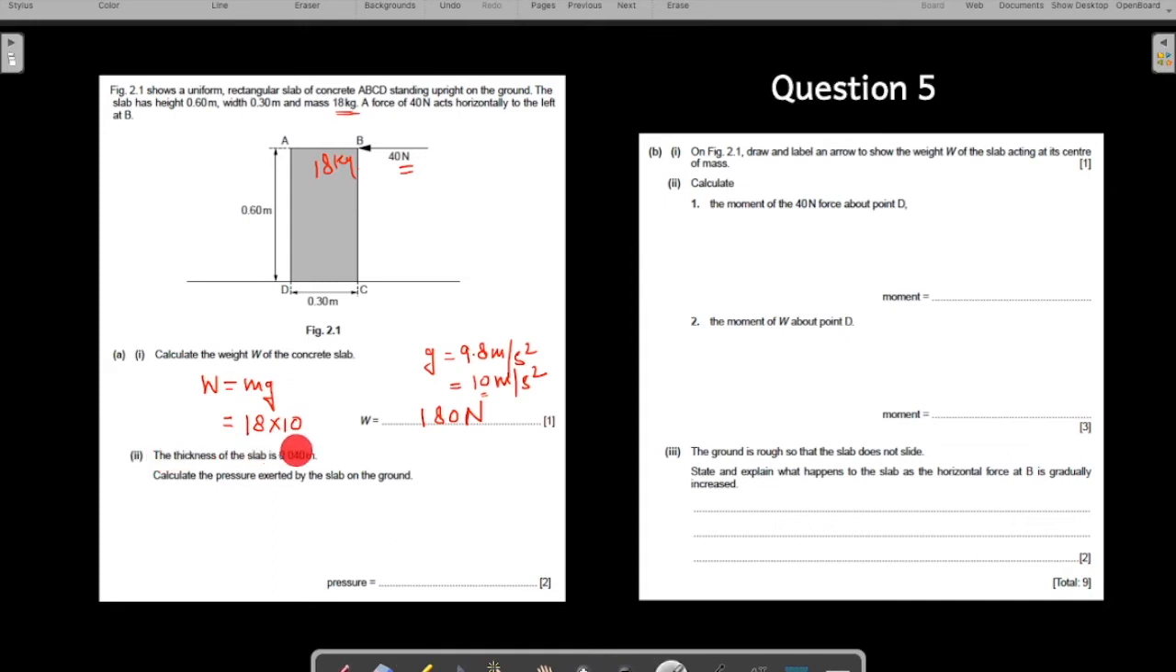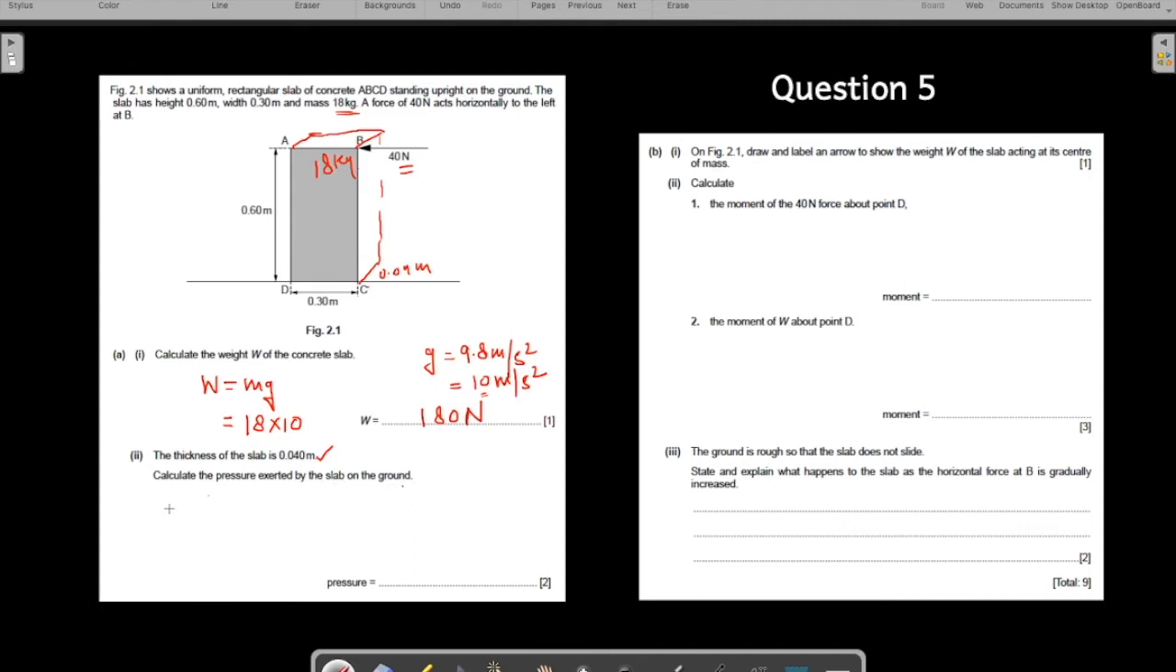the thickness of the slab is also given to you now. A new data has come. The thickness of the slab. So the slab is something like this, right? Like this. The thickness of the slab is also given to you. What is this? 0.04 meters. Calculate the pressure exerted by the slab on the ground.